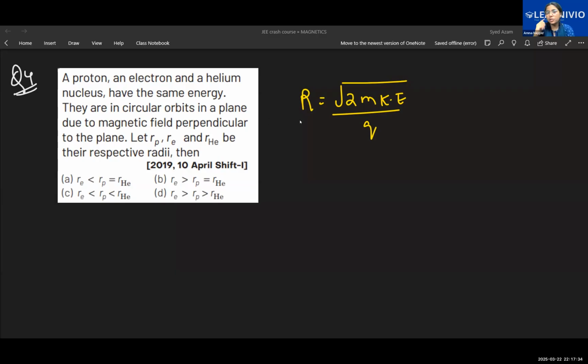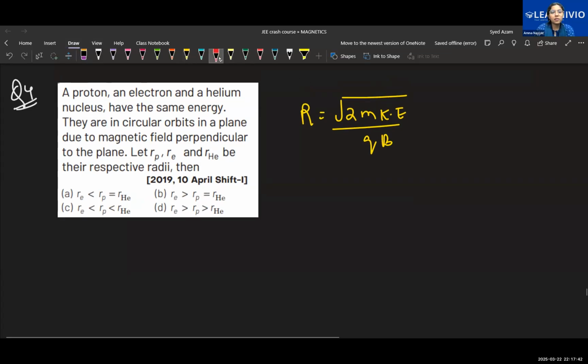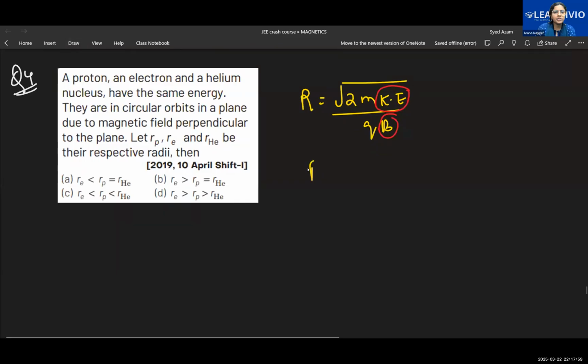Okay. Yes. So under root 2mK by qB, this formula we are going to use. Now, Meera, you tell me which all things are constant here. Kinetic energy is constant. And anything else? Magnetic field. Yes, right. So see, 2 is also already just a number. So basically, radius is directly proportional to root of mass by the charge.